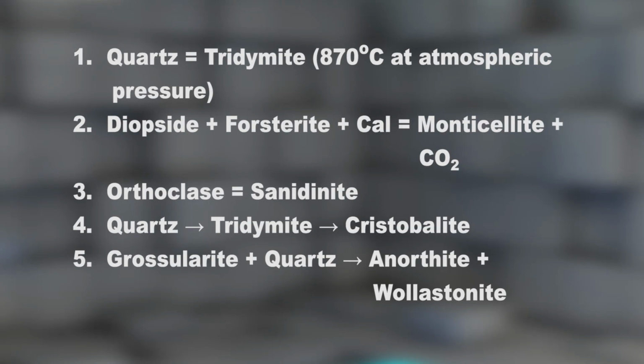The important reactions involved in the formation of these minerals are as follows: quartz gives rise to tridymite at higher temperature, 870 degrees centigrade at 1 atmospheric pressure. Diopside plus phosphorite plus calcite give rise to monticellite plus CO2. Orthoclase gives rise to cyanidinite. Quartz gives rise to tridymite and then to cristobalite at higher temperature. Gracilorite plus quartz give rise to anorthite plus wollastonite.